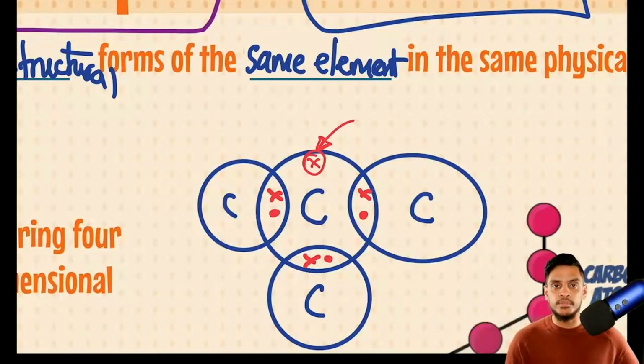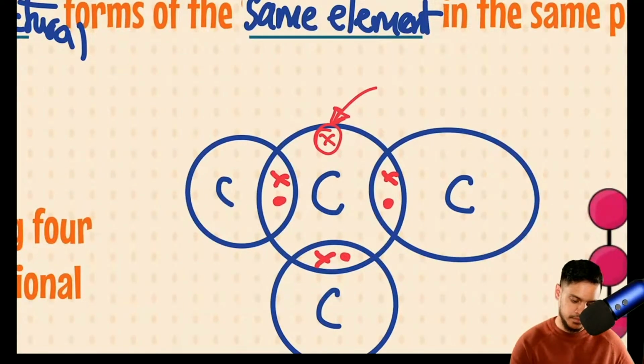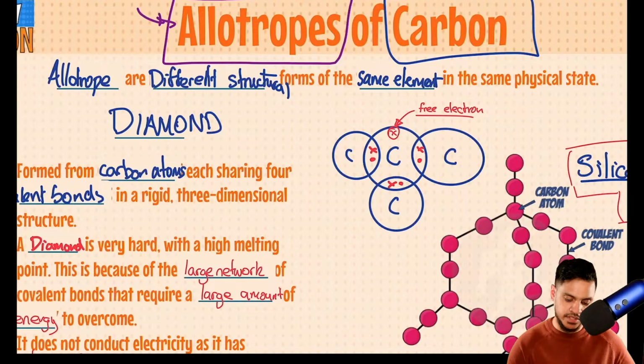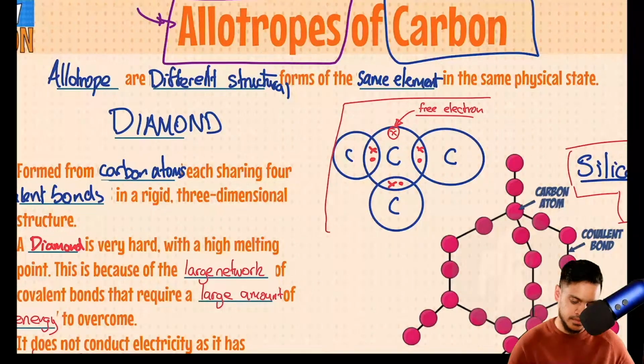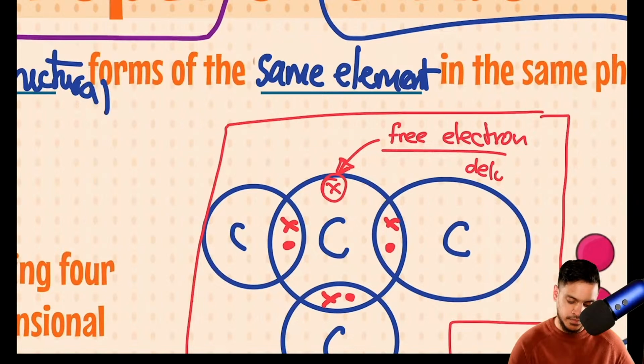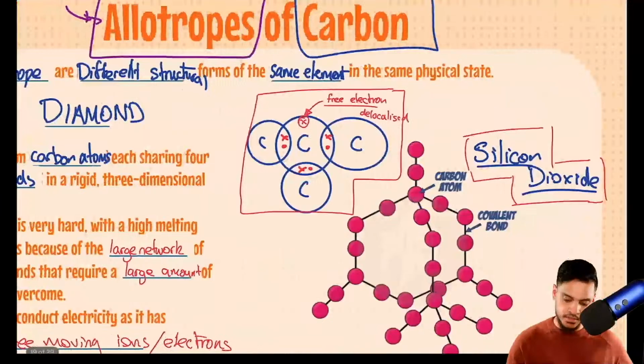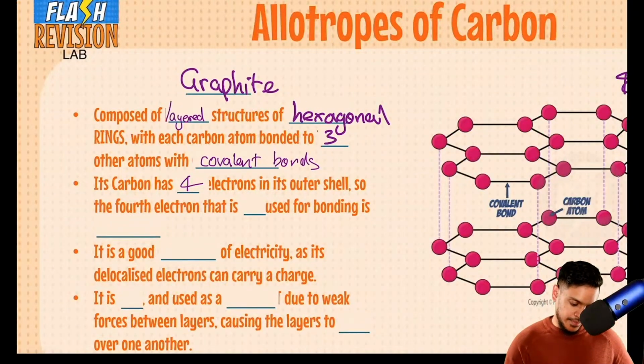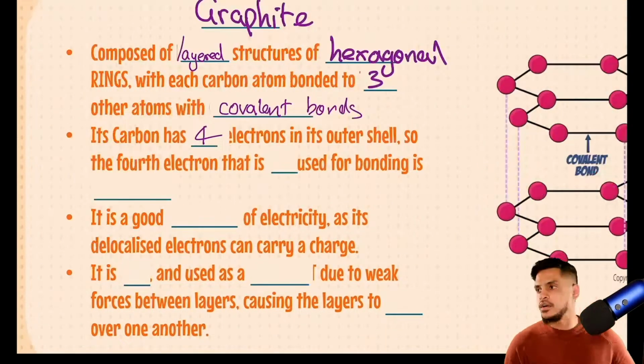One electron is not being used in bonding, so that one's free to move. What is that going to mean in terms of its properties? A free electron. This is for graphite, by the way, not for diamond. It carries an electrical charge. Yes, well done, Alicia. So that makes it a good conductor of electricity.